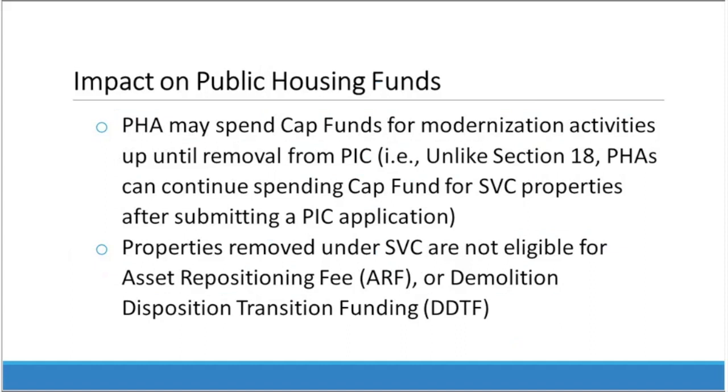Impact on public housing funds is a little bit different than with Section 18 and with RAD. So under Streamlined Voluntary Conversion, a housing authority may spend cap funds for modernization activities up until the point that the property is removed from PIC. This is a difference from the Section 18 approach. Properties removed under Streamlined Voluntary Conversion are not eligible for asset repositioning fee or DDTF. Again, you get mandatory closeout, so you're severing your Section 9 tie with HUD, and you will not receive DDTF or ARF, and that is unlike Section 18.